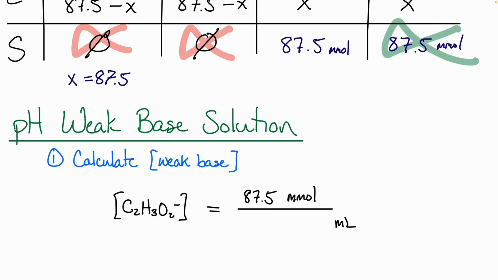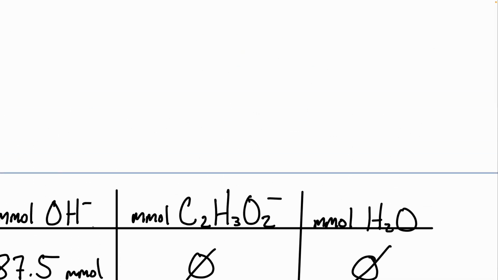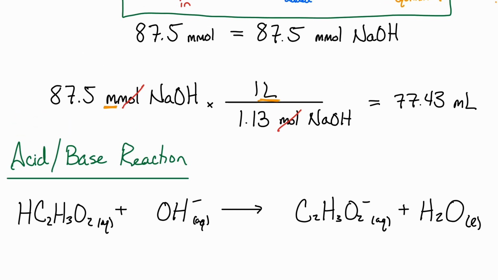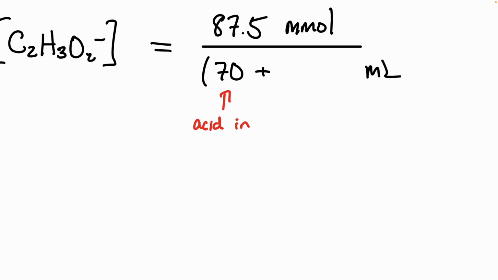All right, so I got my millimoles. We established that. That was the easy part. What's the volume of this solution going to be? All right, so we got to be careful. We started out with 70 milliliters. That's how much acid we had initially. But then we had to calculate how much base we added in order to get to our equivalence point. And that was that calculation we did at the very beginning, establishing that there were 77.43 mils added to get to this point in our titration.